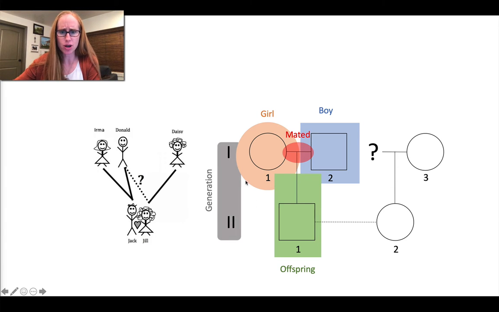The other thing to take note of is these Roman numerals. These indicate generations. So this is the first generation, the parents. This is the second generation, the offspring, and you could go third generation, fourth generation. The other thing we use to label them is we just number the individuals. So this Daisy is number 3 in the first generation, whereas Jill is number 2 in the second generation. And so we'll use these consistently throughout. So you just want to become familiar with these.